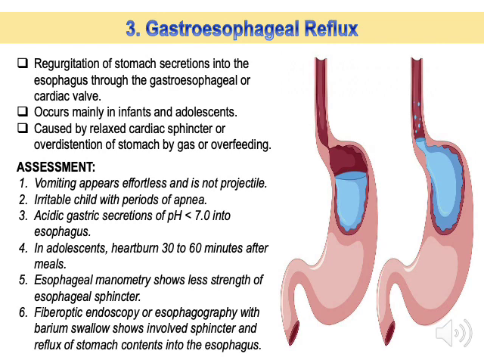Among adolescents, they complain of heartburn, usually half hour to 1 hour after meals, and the tests would show less strength of the esophageal sphincter in an esophageal manometry, and fiber optic endoscopy or esophagography with barium swallow shows that the sphincter involved and the reflux of stomach contents into the esophagus are present. This condition may also be associated with the development of esophageal cancer later in life.